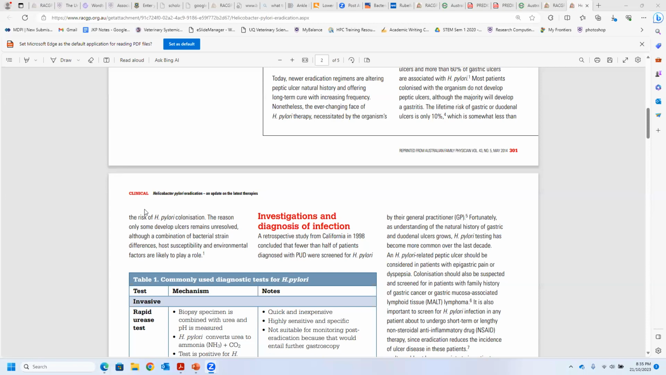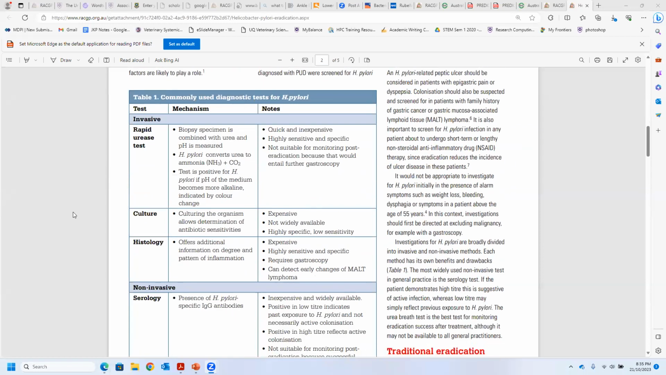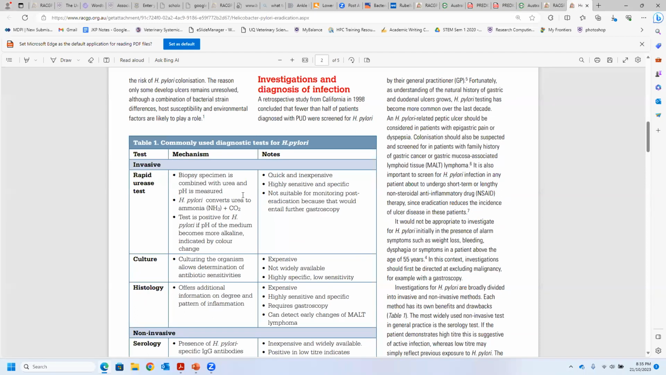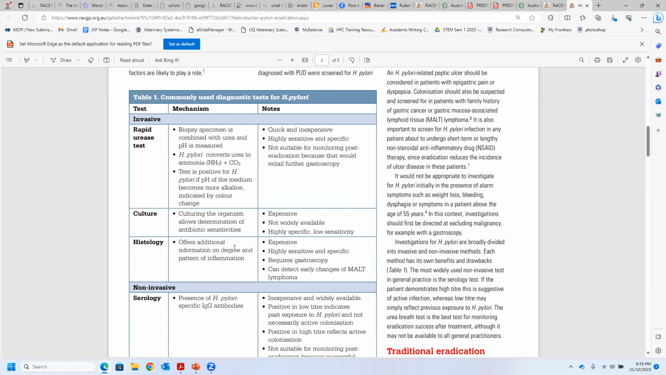How do we diagnose the ulcers? We do endoscopy, and we take a sample from the ulcer and do a rapid urease test, and we diagnose the peptic ulcer disease from there. Rapid urease test can be done, and then culture and sensitivity, we take a biopsy and do the histology test as well. Sometimes we can do a serology test, but most of the time we do a rapid urease test with the histology and culture.